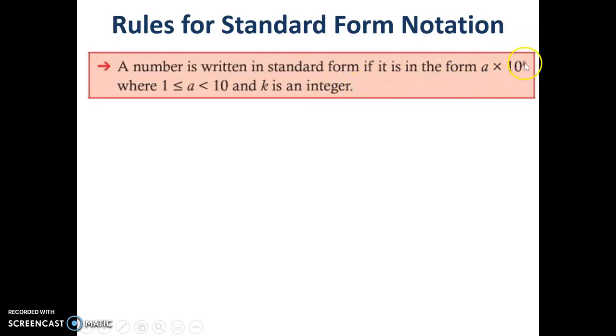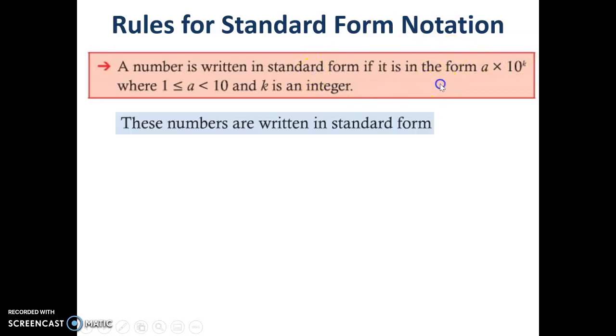That means the power you put on 10 must be a whole number, positive or negative. It cannot be like to the power 8.6. It's always power 8, or power 10, or power 20, or power -9. So that must be an integer value. Okay, so a lot of words there, but that's all it means.